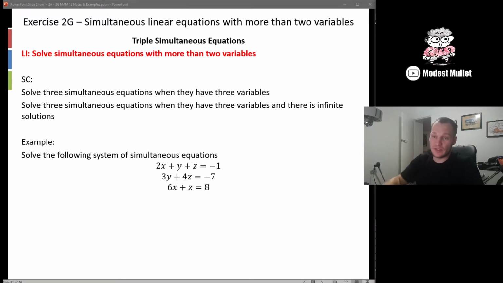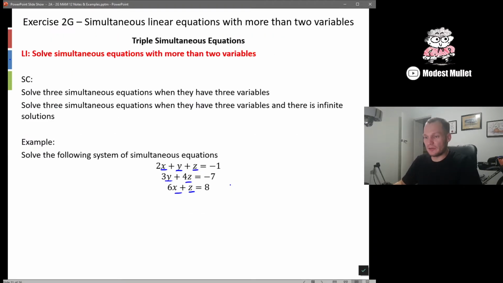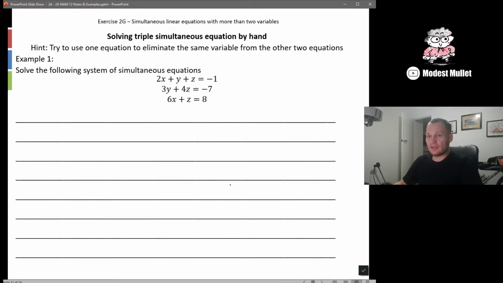So for example, solve the following system of simultaneous equations. You can see that this time we have three simultaneous equations and we have x, y and z as variables. It's a little different to the previous exercises where we had x and y, and then b as a placeholder, where we're now dealing three-dimensionally instead of just a straight line graph in two dimensions. So let's get straight to it.